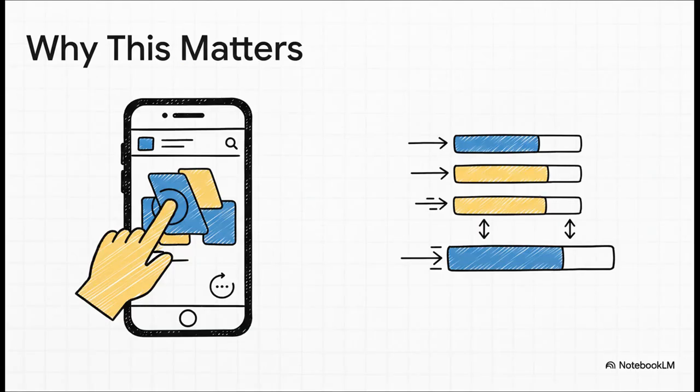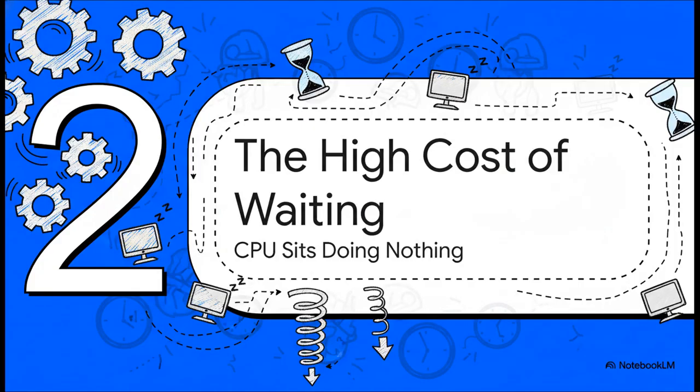So, why does this matter to you? Well, concurrency is the magic that keeps your apps from freezing up. It's what lets the user interface stay responsive even when it's busy. Parallelism, that's the raw horsepower you need for the really heavy jobs, like rendering a video or crunching a ton of data. Okay, let's move on to our second surprising truth.